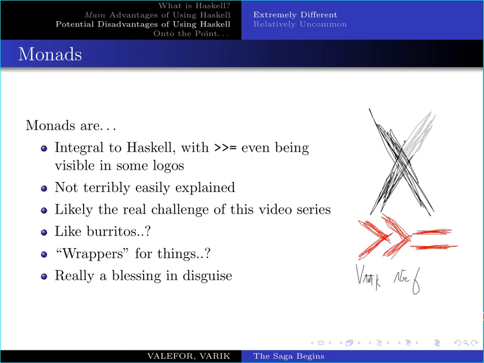I need to state that explaining monads is notoriously difficult. You know, you don't need to have any kind of background in category theory or anything to understand them, but I'd recommend looking into category theory if you really want to fully understand monads. Because these are not easily explained at all, I suspect that monads will be the real challenge of this video series. I'll probably have a few videos dedicated to explaining monads.